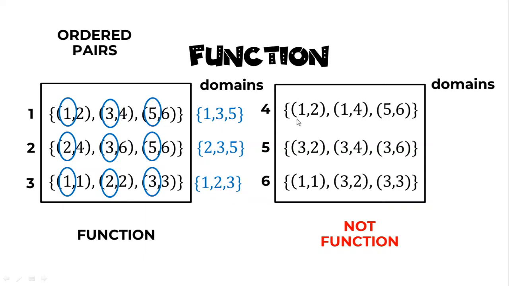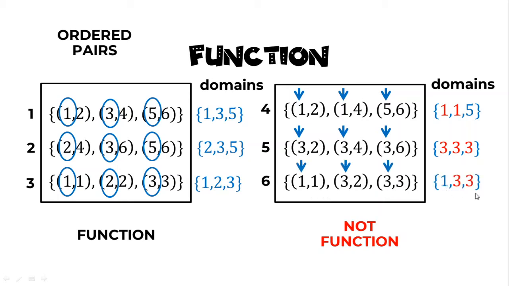Dito naman sa pangalawang box, sa number 4, 1, 1, 5. Makita natin na naulit yung number 1. Dito naman sa number 5, 3 lahat ang domain nila. Kita natin na tatlong beses na ulit yung 3. Number 6 naman, 1, 3, and 3. Naulit ng dalawang beses yung 3.